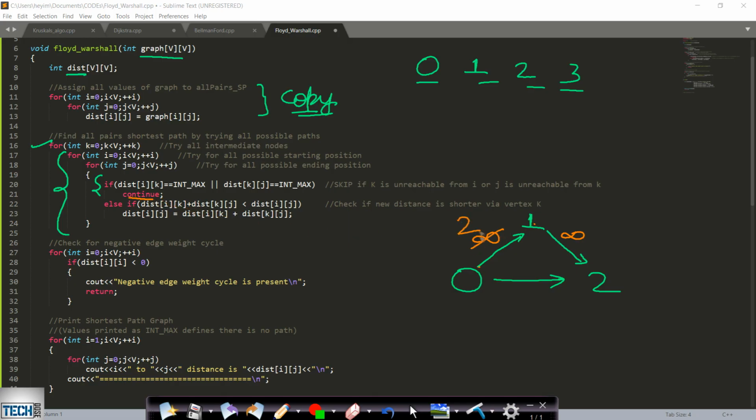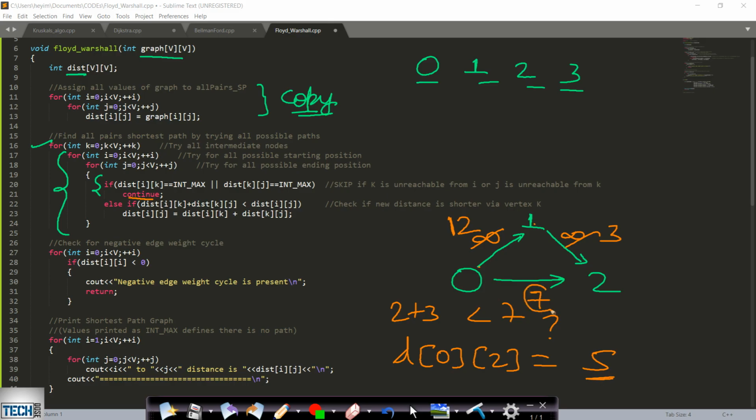Otherwise, if the values are known, let's say it is 2 and 3 and this is let's say 7, then we can compare both the values, like 2 plus 3 is less than 7, and if it is less than 7, then we will update the distance value from 0 to 2 with the new value, which is 2 plus 3, 5. Okay. Otherwise, if the distance value is larger, let's say it was 12, then 7 will remain. Okay. So this is how we will be updating the distance values.